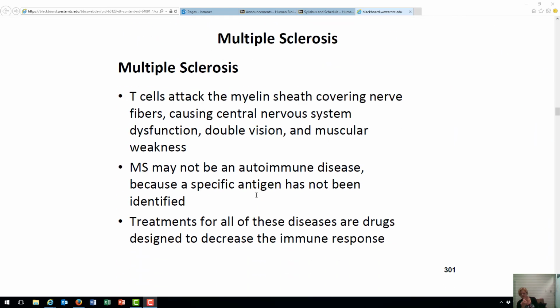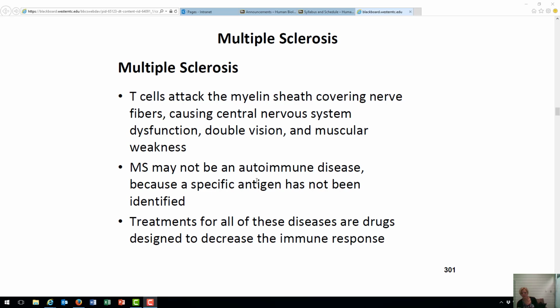Multiple sclerosis is a common one in our area here in the Midwest. We're not quite sure. There's a lot of theories as to why MS is higher here than in other areas, say near the equator, but that's a whole other discussion. But anyway, it's T cells. It's when T cells attack the myelin sheath covering our fibers in the central nervous system.